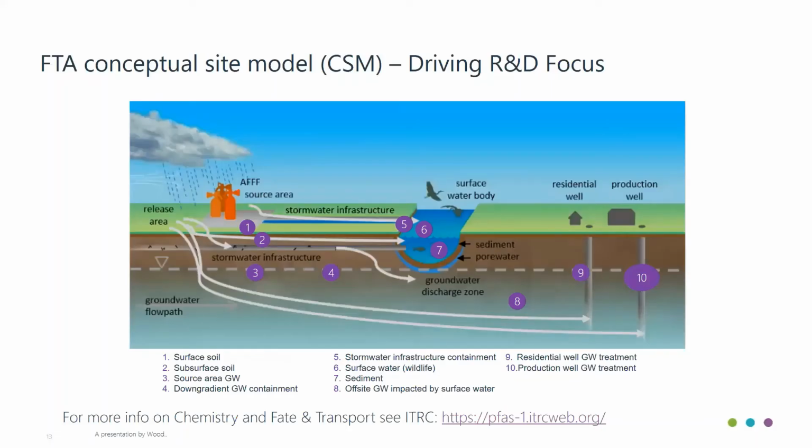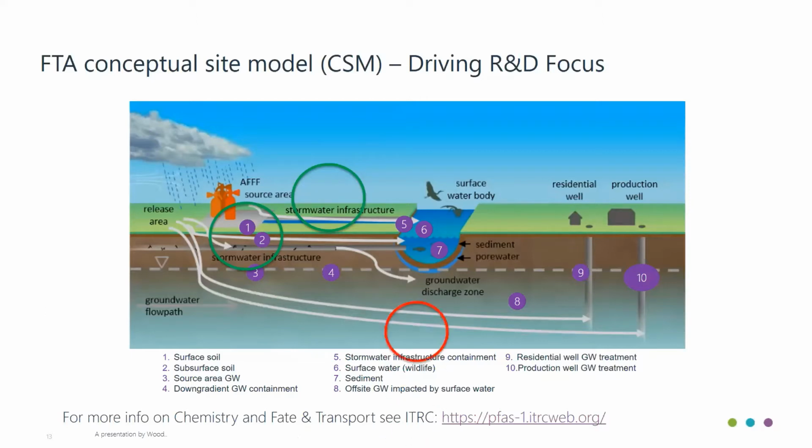And so we can just click through. There's a couple moving parts to this slide. So this is a conceptual site model for a fire training area. And so in the first couple of circles that have just shown up, we can see that it is surface dispersal typically. So it's a foam. So it gets dispersed either in a crash or in a fire training area.